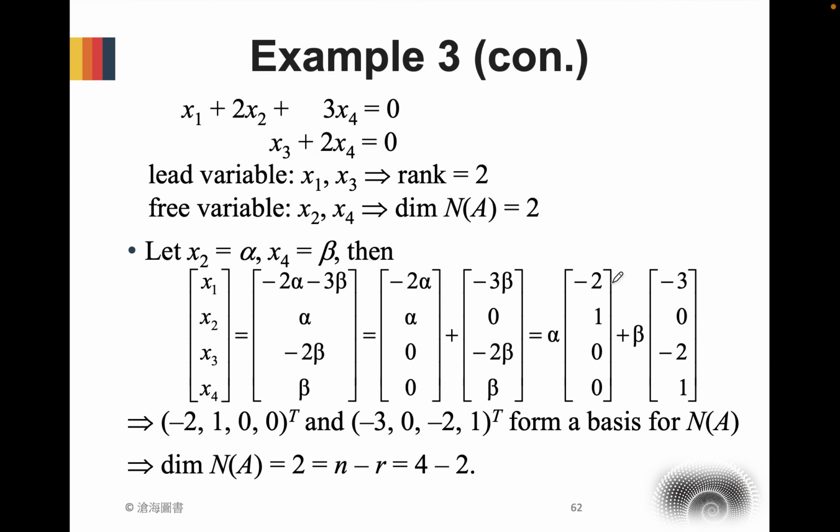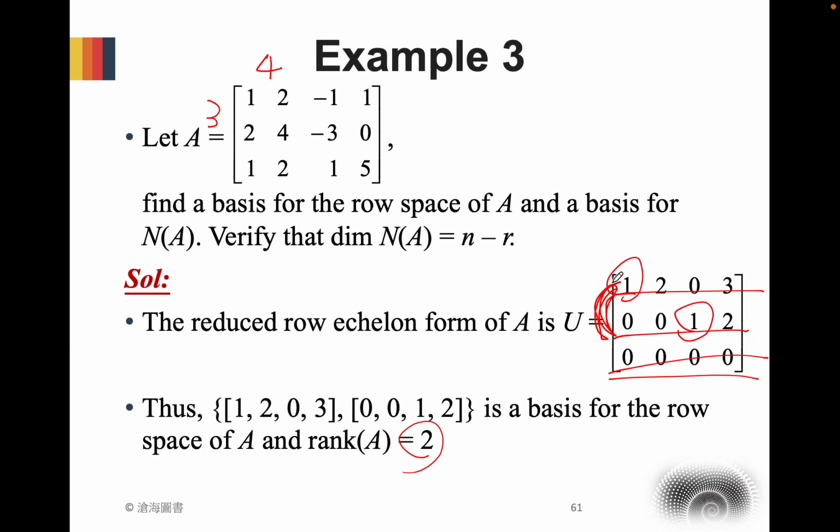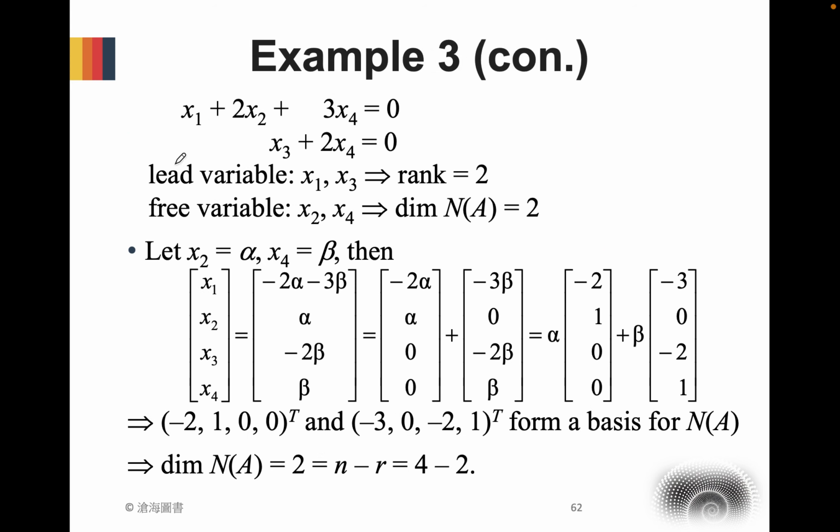Okay. And now when we try to solve Ax equal to 0, we can use this reduced row echelon form to solve this linear system, right? So we just write down x1 plus 2x2 plus 3x4 equal to 0, and x3 plus 2x4 equals 0, right? Just like this.